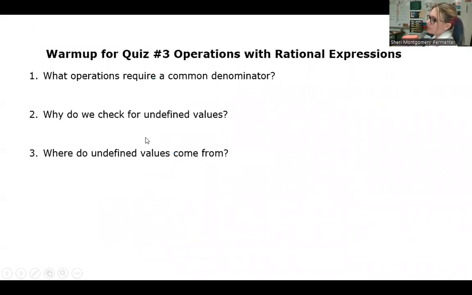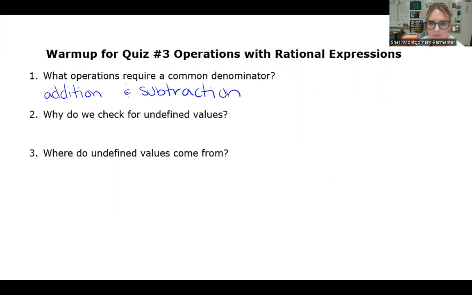The first 3 questions. What operations require a common denominator? Very good. Not supposed to be a trick question. What about multiplication and division? Do you have to have a common denominator to multiply or divide? No.